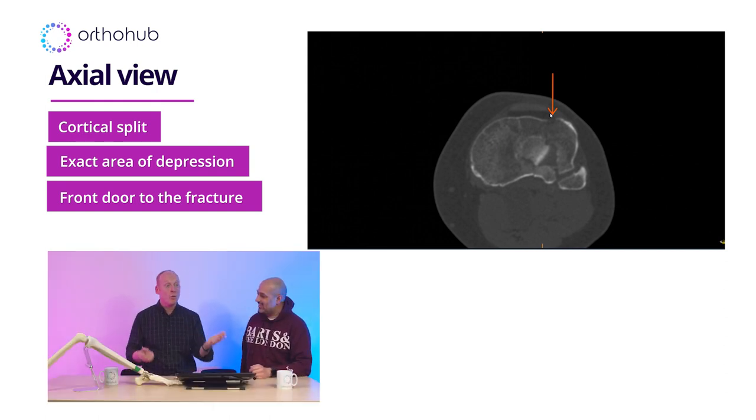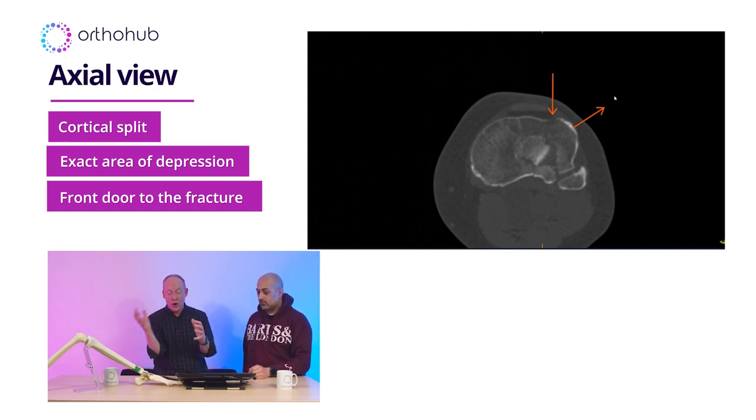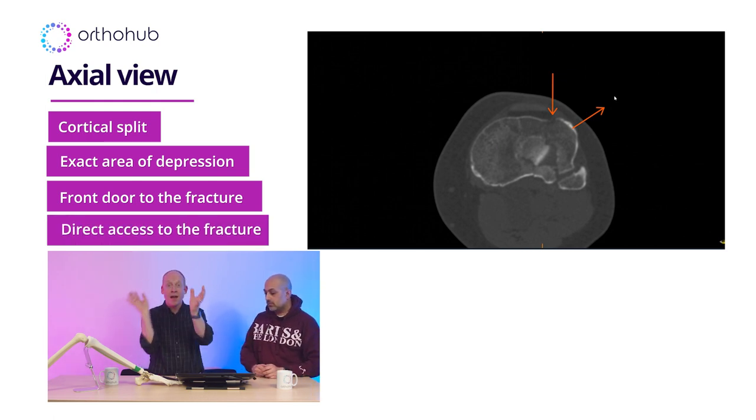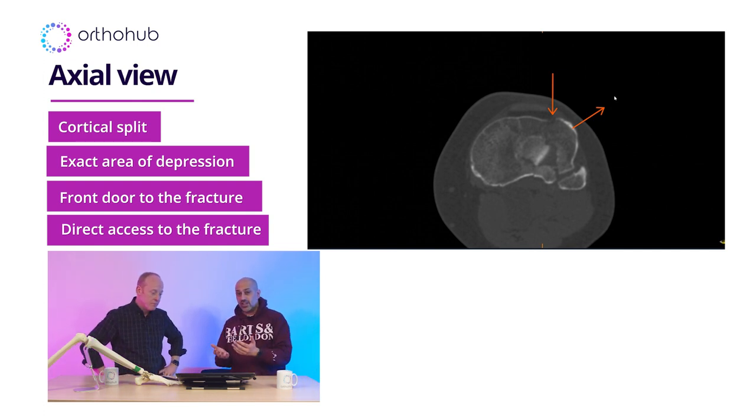It shows you the front door. Why do we want the front door? Because one of the techniques for reducing a Schatzker 2 is to open up the front door, to swing the lateral condyle out to the side on its posterior soft tissue hinge, climb inside the fracture, bring it up, and then close the door over the top. And that's very much this concept of open book versus contained defect.